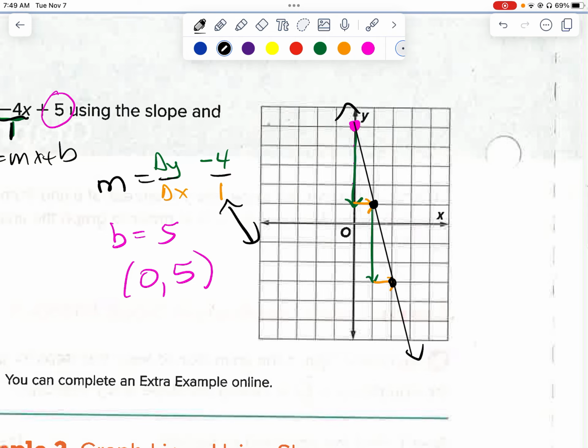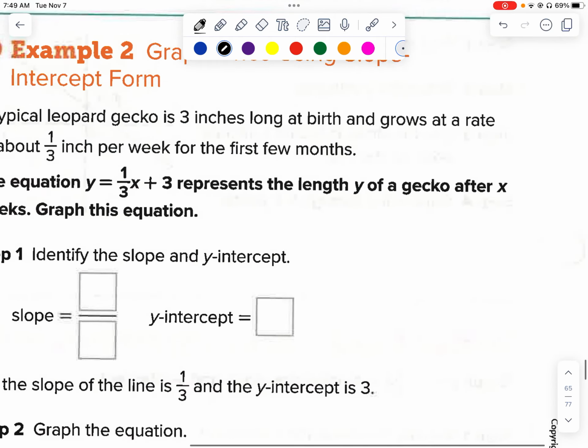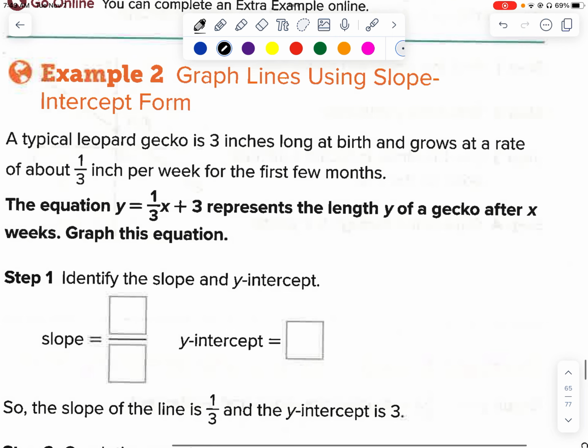And there we go. So on this one, it says a typical leopard gecko is 3 inches long at birth. So that's where he's starting at. He's starting at 3 inches. This right here will be my B value because that is where it's starting at. And then it has a growth rate of 1/3 inch per week. Because that has per there, this is going to be my slope. So we have the equation, y equals 1/3 x plus 3.